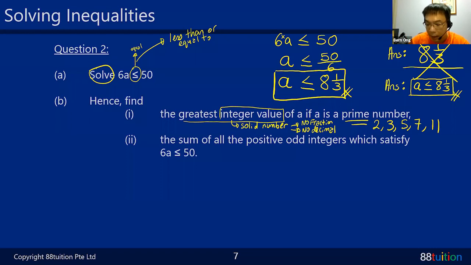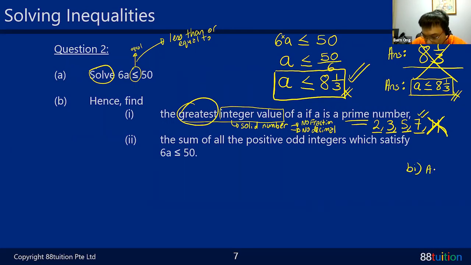Okay, so for this part, they say A must be smaller or equal to 8 and 1/3. So can it be 11? Cannot, because 11 is more than 8 and 1/3. Can it be 2? Yes. Can it be 3? Yes. Can it be 5? Yes. Can it be 7? Yes. But the question wants the greatest, so in this case the answer is 7. So B part 1, the answer is 7. Do you understand? You can list out some of the prime numbers just to let you know what's happening.